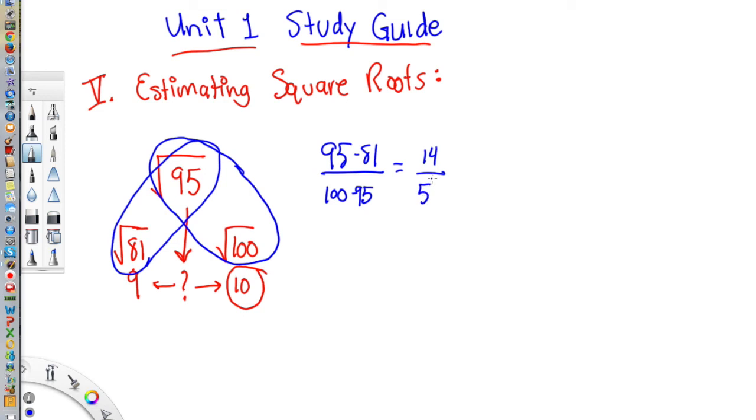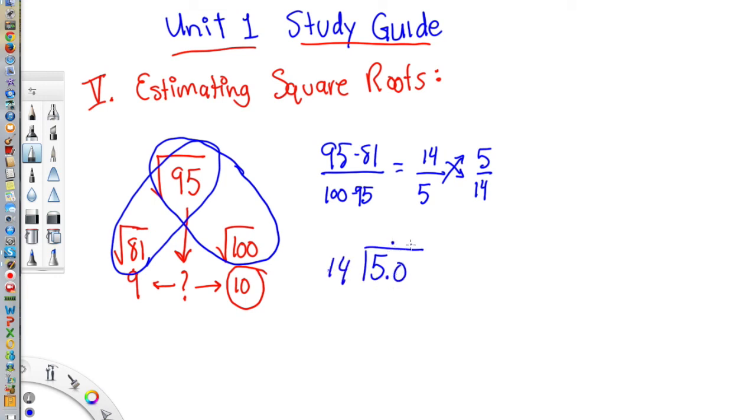Now anytime that we get an improper fraction, where the numerator is larger than the denominator, we need to switch it up. We need to invert it. We need to get the reciprocal. So we're going to change that to 5/14. Now that's what's different, and that's always going to happen when our whole number estimation is our larger number. So when we find the difference of these two squares and the difference of these two squares, we're going to have to flip our fraction, change it to its reciprocal. Now I can divide. I take 5 and divide it by 14.